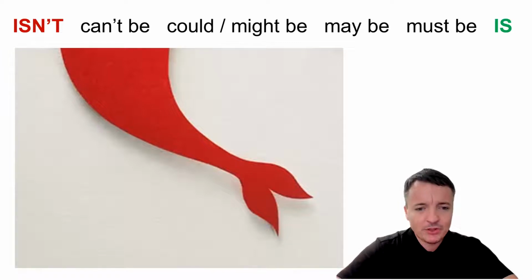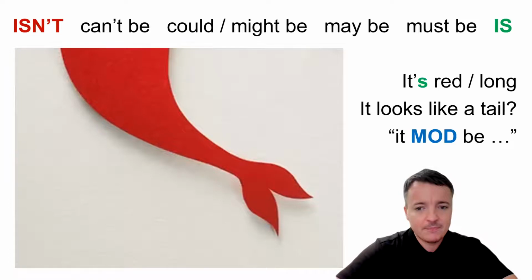Pause the video if you want time to think. Let's see. Okay, it's red. It is where I can see. It isn't black or blue. It's red. It's long. It's red. Looks like a tail. Okay.